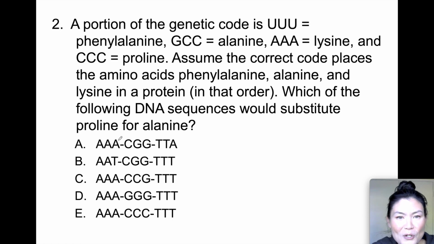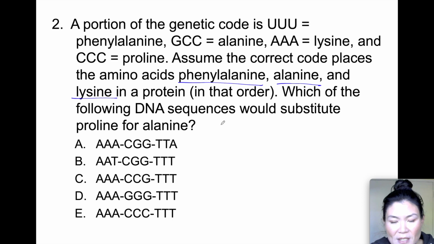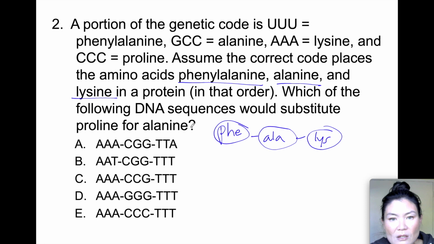But anyways, a portion of the genetic code, UUU, codes for phenylalanine, GCC, alanine, AAA, lysine, CCC, proline. Assume the correct code places the amino acids phenylalanine, alanine, and lysine in a protein. So basically what this is saying is that we have a chain of amino acids where it looks like this, PHE-ALA-LYS. So it's asking, what's the DNA sequence? Which of the following DNA sequences would substitute proline for alanine?